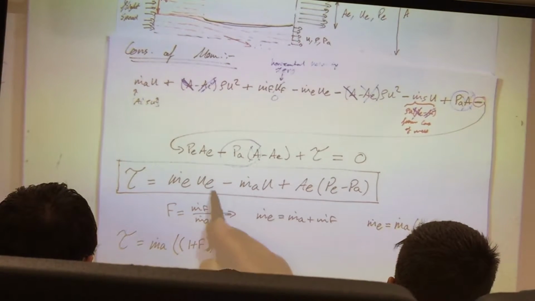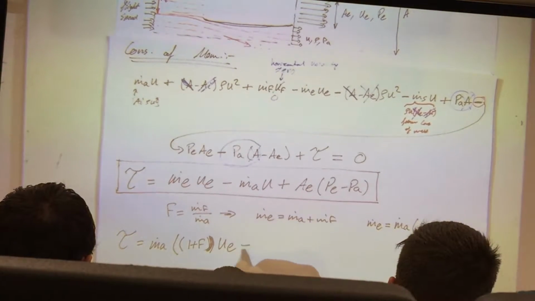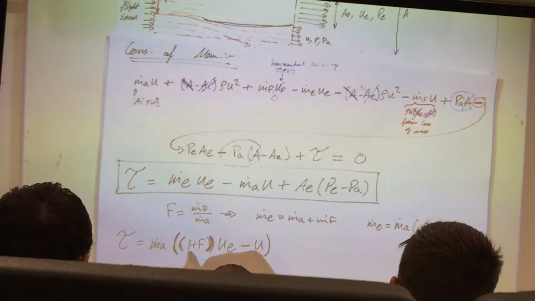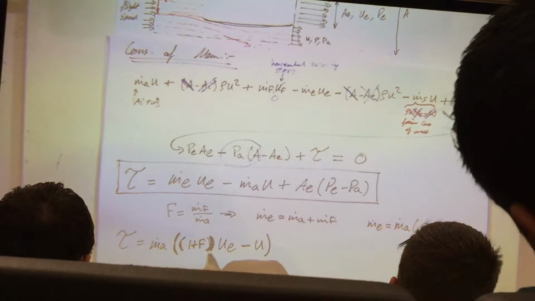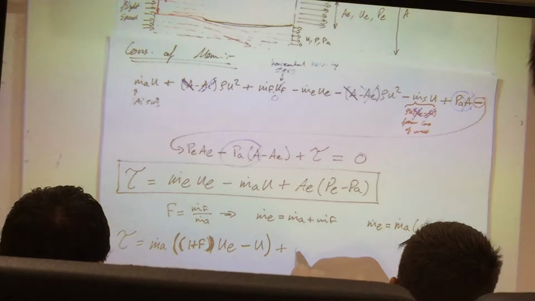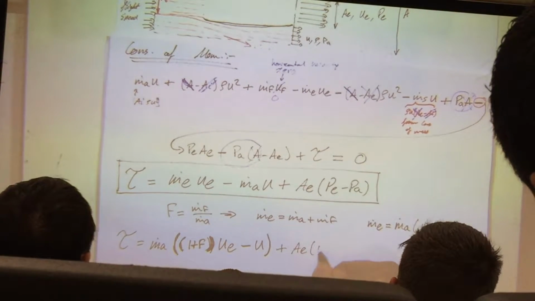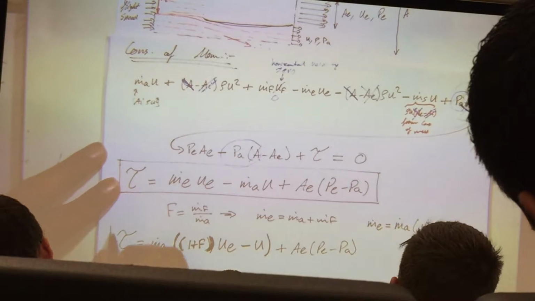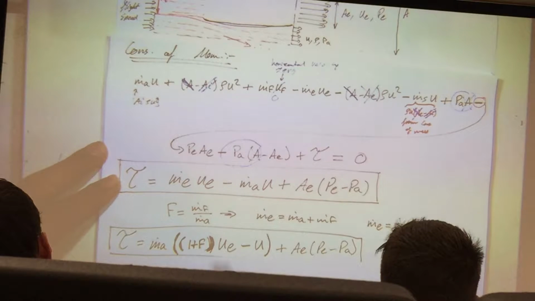to E, the exit velocity minus the inlet velocity, plus your pressure term, which is P exit minus P. And this is the final equation that we use.